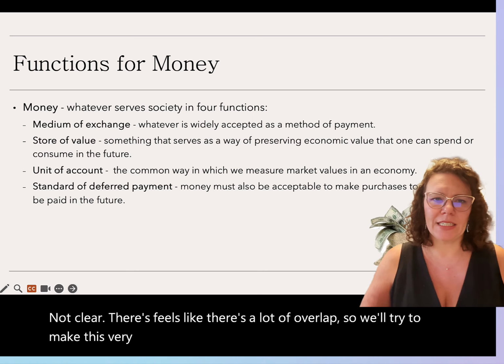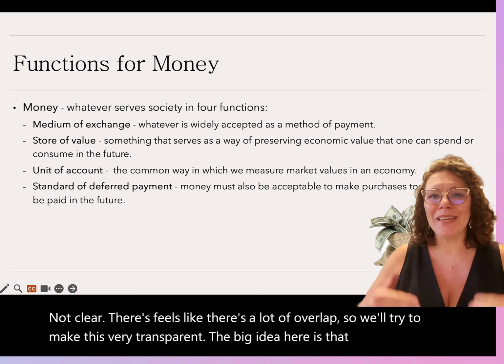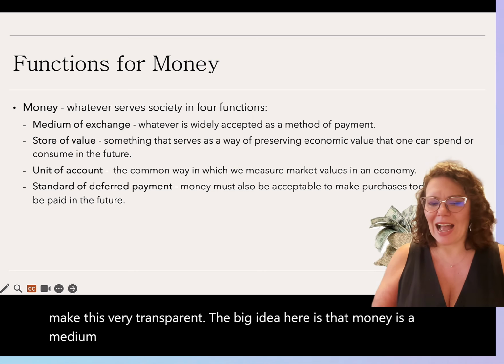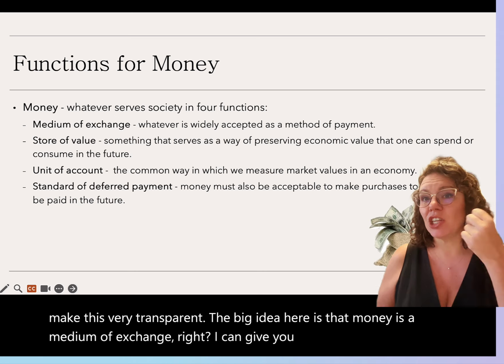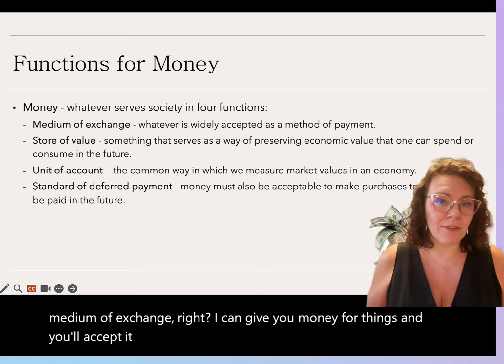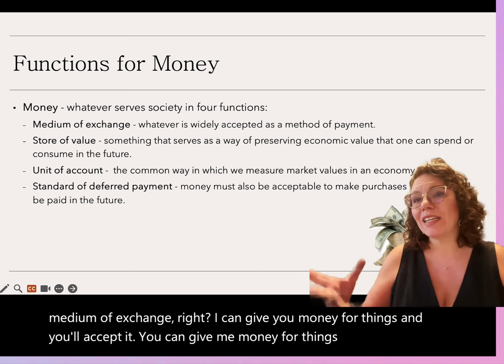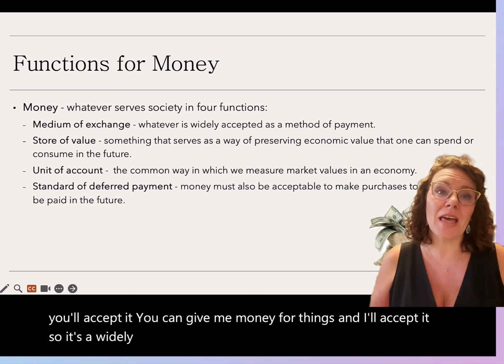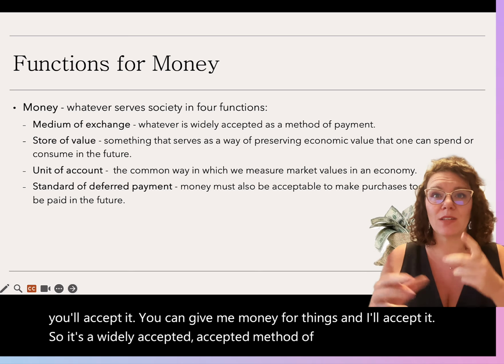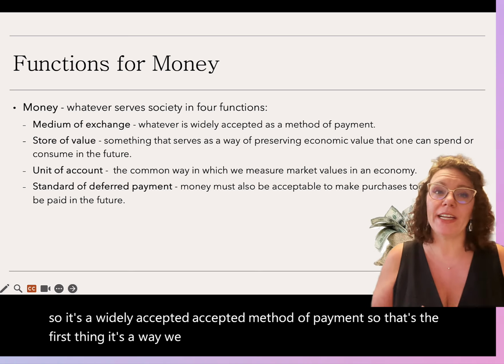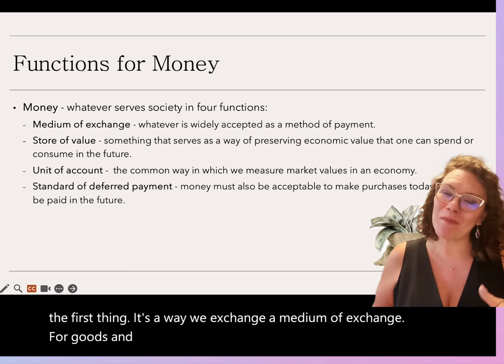The big idea here is that money is a medium of exchange, right? I can give you money for things and you'll accept it. You can give me money for things and I'll accept it. So it's a widely accepted method of payment. So that's the first thing. It's a medium of exchange for goods and services rather than bartering.